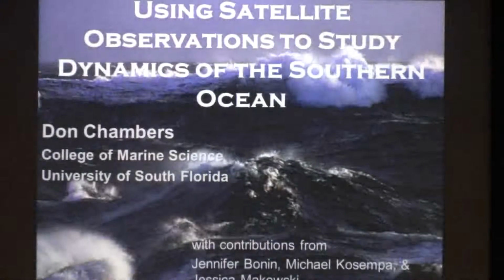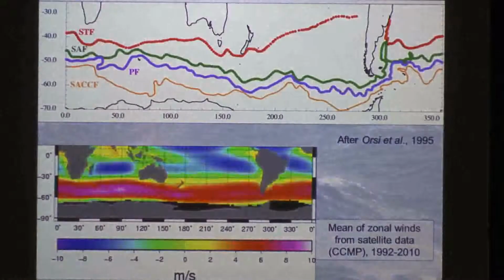The dynamics are set up by not only the winds, although the winds tend to set up the mean circulation, but also the buoyancy forcing, basically the precipitation, water exchange, and the heat fluxes as well. I don't really comment on those here, but this is the map of the mean zonal winds from satellite data from 1992 to 2010, and these are the roaring 40s in the southern hemisphere. And it's also, of course, set up by the fact that there is no eastern boundary in the Drake Passage.